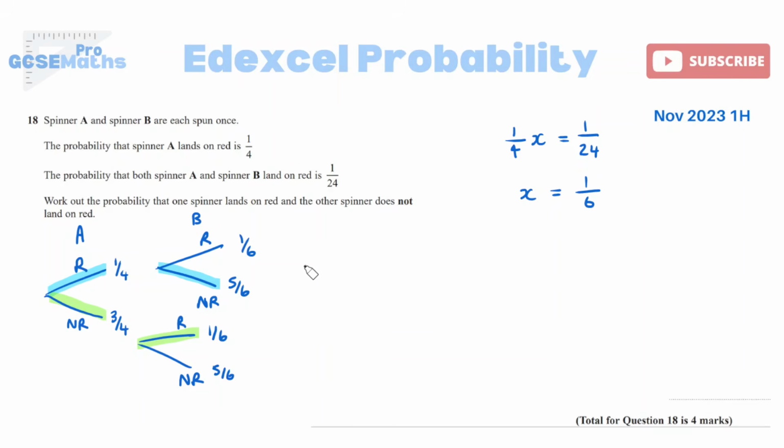The blue option, so red A, not red B, is 1/4 multiplied by 5/6. So you'd have to obviously be happy with fractions as well. So that's 5/24. And then the green option, 3/4 multiplied by 1/6 is 3/24. And remember, when you have multiple options, we then add them. So that's 5/24 plus 3/24. Luckily, they obviously have the same denominator, so I just add the numerators. That's 8/24. Now, with probability, they don't really mind about you simplifying the fraction, so you could leave that as your answer. That does quite clearly simplify to 1/3, doesn't it? So either 8/24 or 1/3 is fine for your answer.